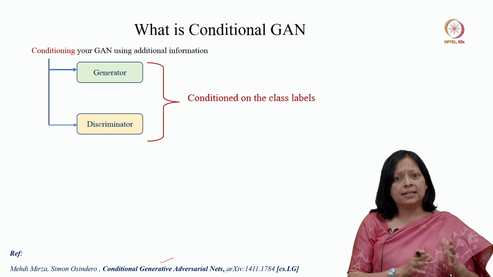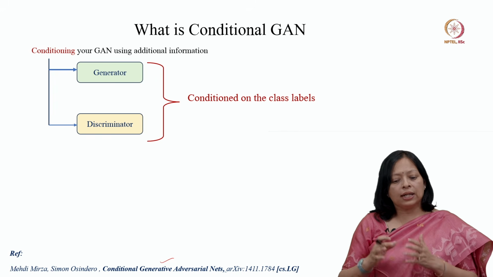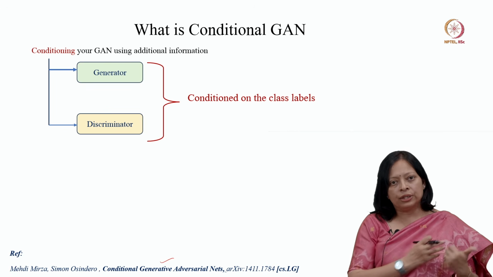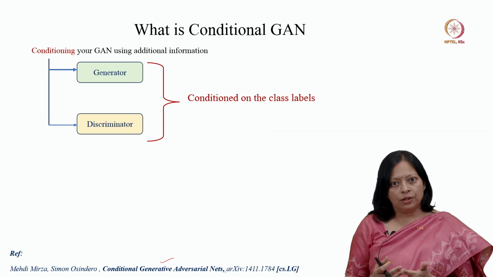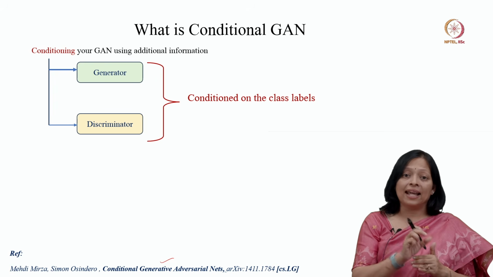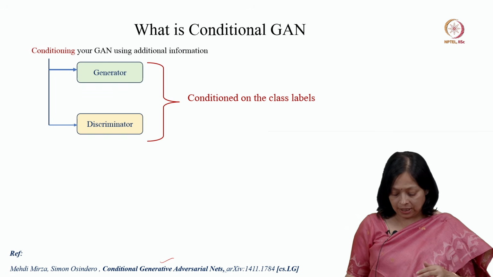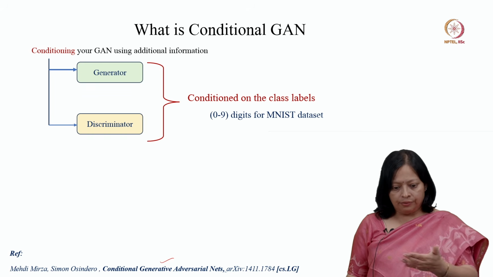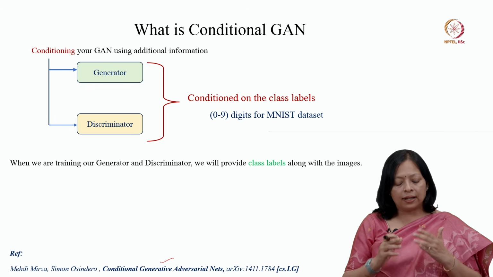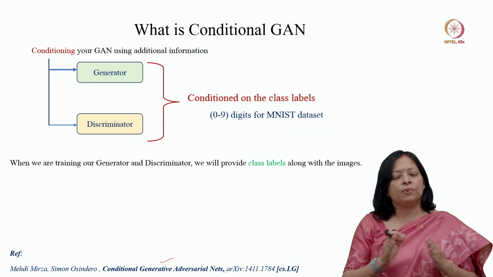Now, in this case, suppose I am taking the MNIST data set. Okay. So, the conditioning is done on the class label. Suppose I am putting the digit 7. So, in the label I will tag it as 7. Okay. So, that is the conditioning that happens in conditional GAN. So, 0 to 9 digits from the MNIST data set, and when we give a class label, we are telling which image belongs to which digit.